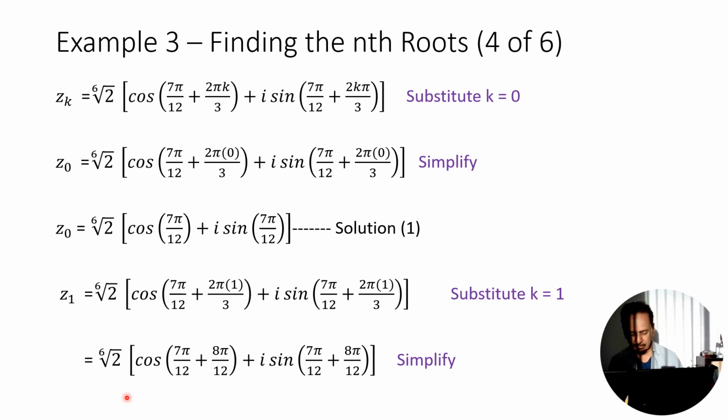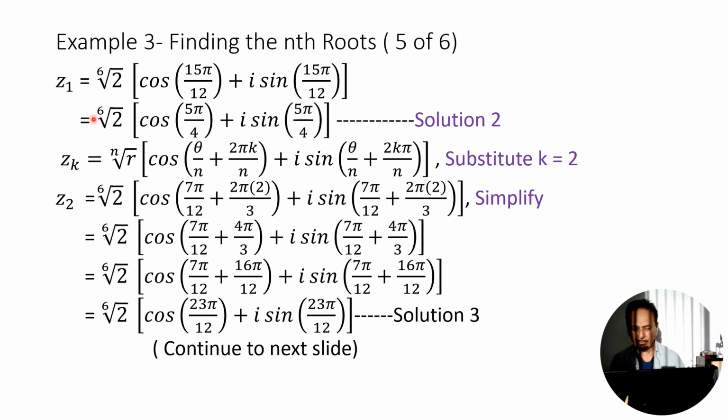Now we simplify. They have the same denominators. So it becomes z sub 1 equals the sixth root of 2 times cosine of 15 pi over 12 plus i sine of 15 pi over 12. So this is solution number 2.